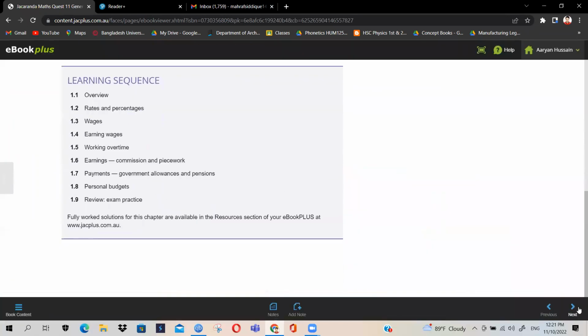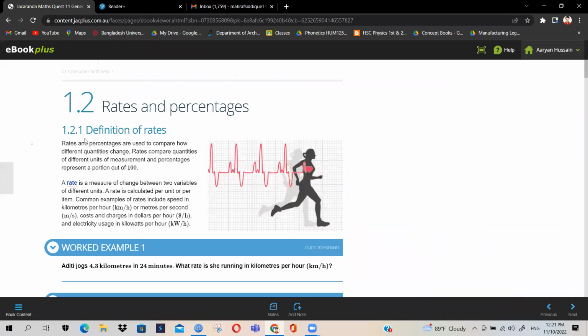So introduction. Let's see the definition. First of all, we will work with rates and percentages. A percentage is a fraction which involves the denominator of 100, right? And rates are usually seen with percentages or maybe anything else. Rates and percentages are used to compare how different quantities change. Rates compare quantities of different units of measurement, and percentages represent a portion out of 100.